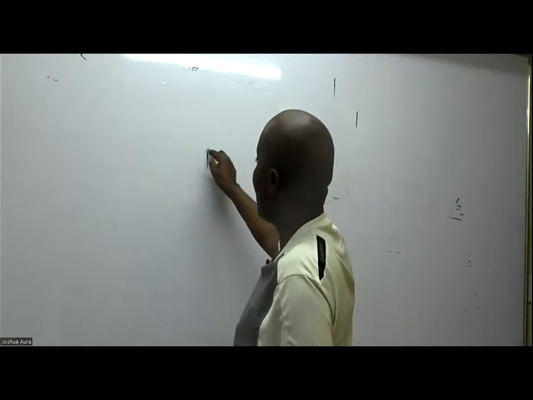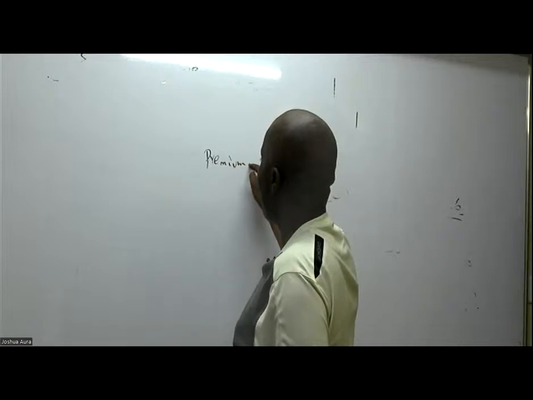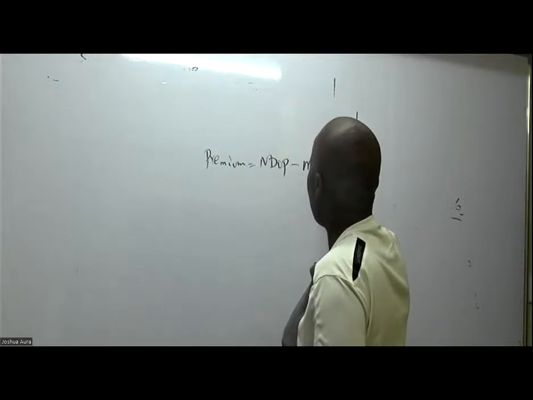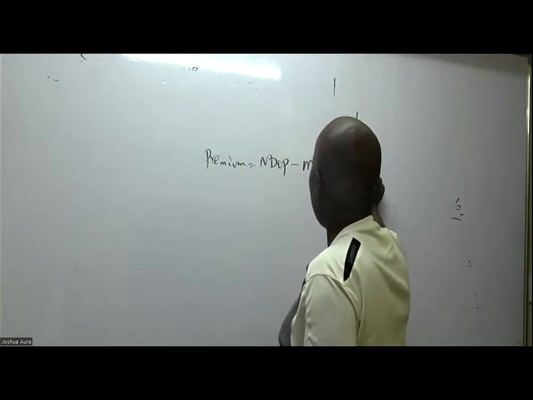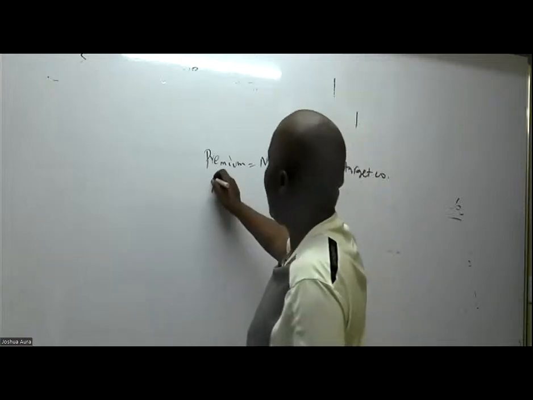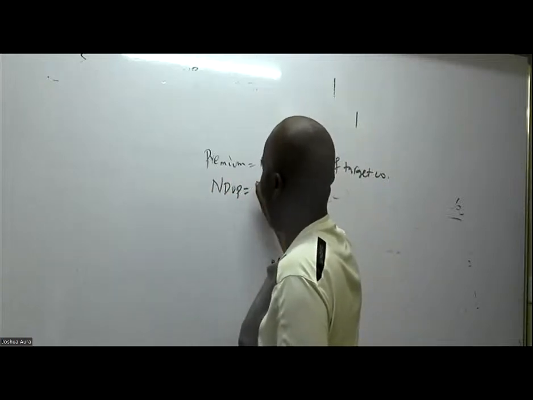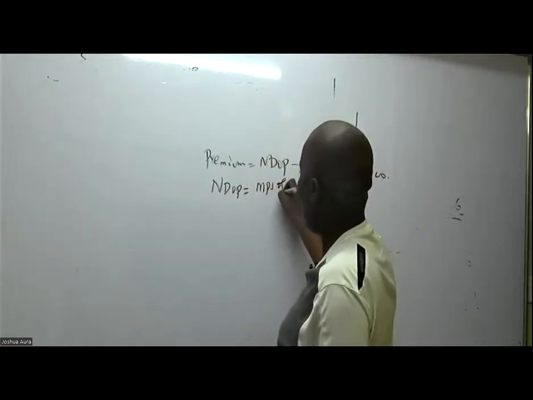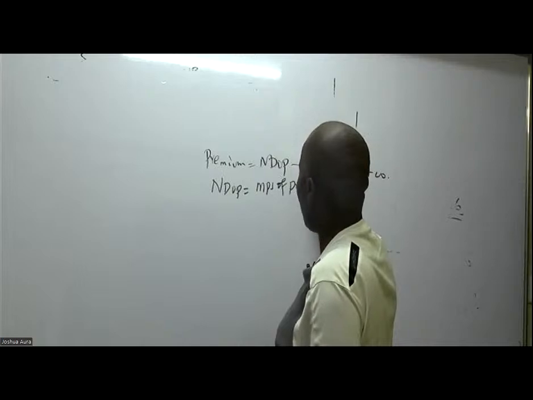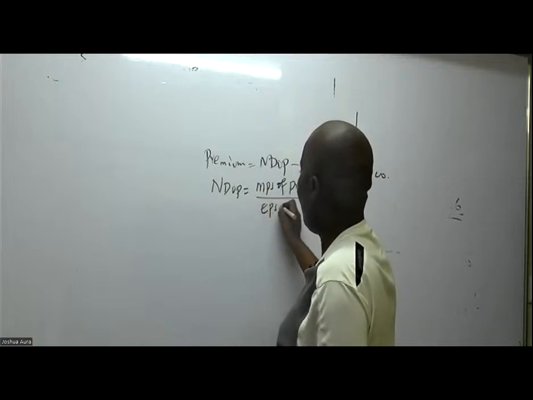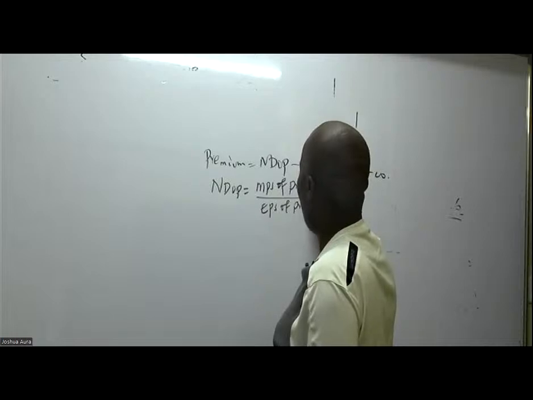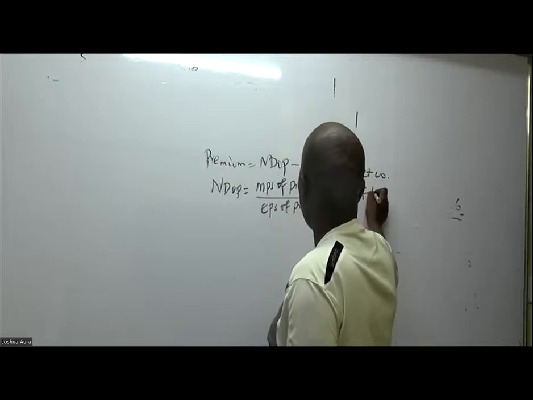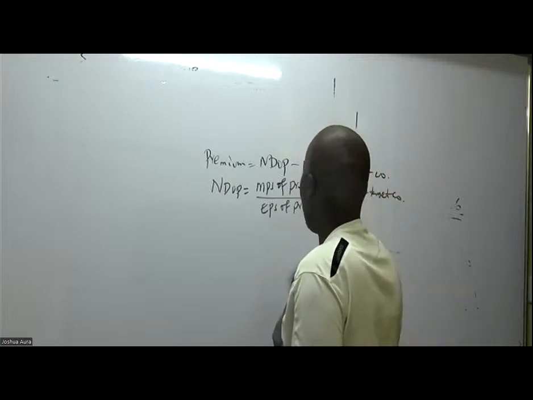the formula. So premium will be DOP minus what here? MPS of the target company. So then how do I get this DOP? It's very easy. To get DOP, we shall take market price per share of the predator, MPS of predator, all over EPS of predator, times EPS of target company. Great.